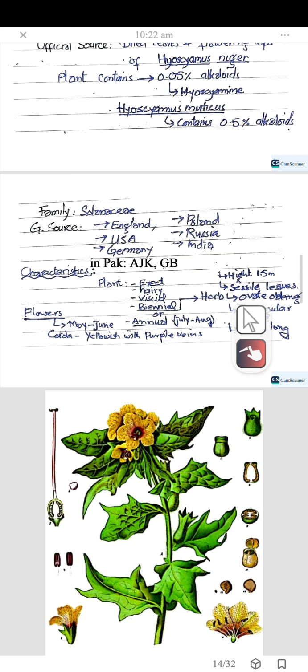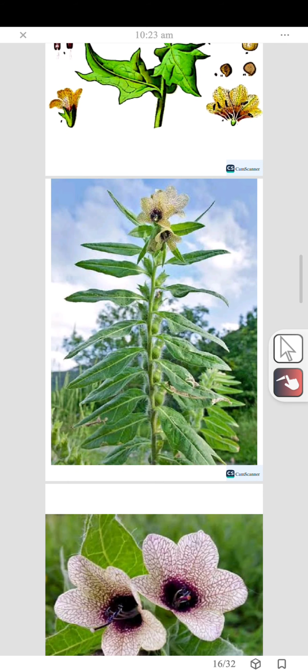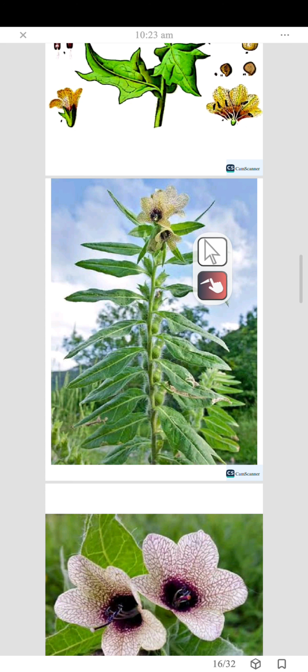Its leaves are sessile, ovate, and oblong. Ovate is somewhat oval in shape, and oblong is like a lengthy cylindrical leaf. Triangular or ovate, the length of the leaves is 20 centimeters. You can see this is the plant. Why is it called Kharwag in Pashto? Because the leaves of the plant look just like the ear of the donkey. So in Pashto the name Kharwag is common for this plant.